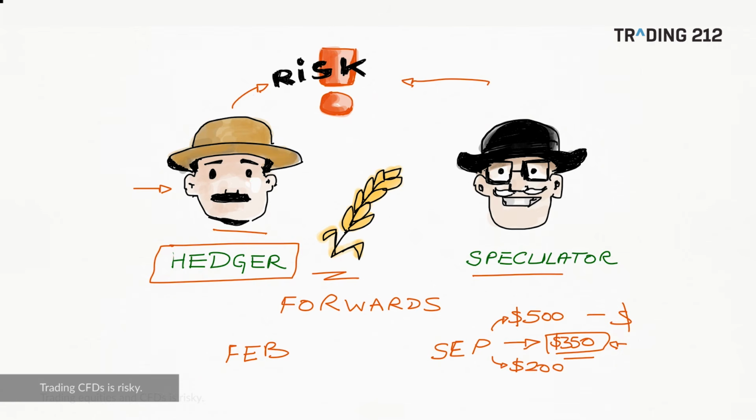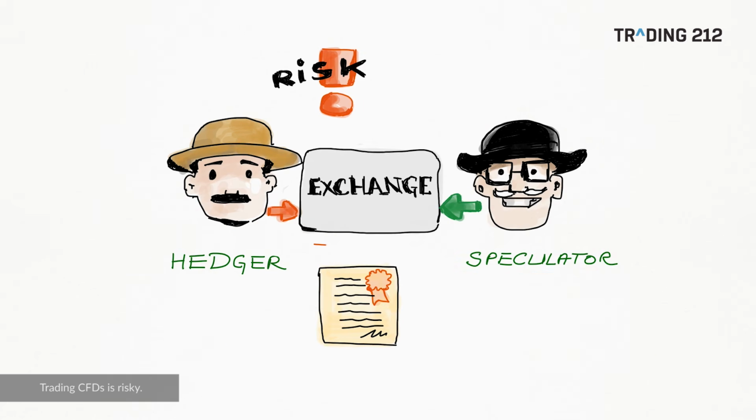Now, there's still a couple of problems with this relationship, however. One is that it may be difficult for the farmer to find such a buyer. Secondly, if the price does go south, the speculator might just decide to disappear, or at the very least, the farmer still has the headache of chasing the money from the speculator. And this is why exchanges came into being. They standardized the agreements, and this standardized version is known as a futures contract.